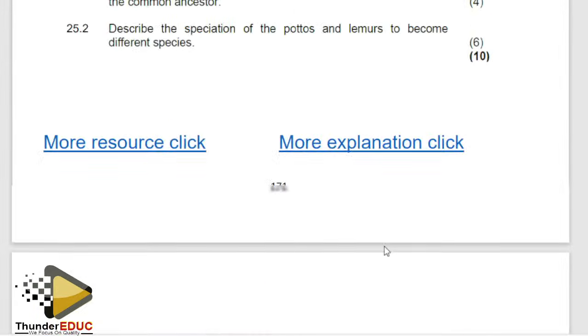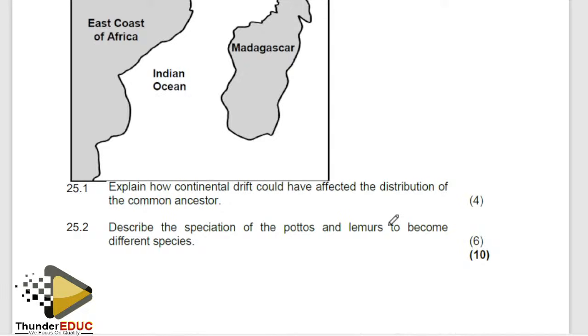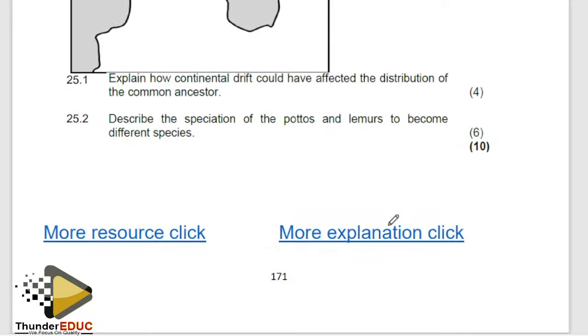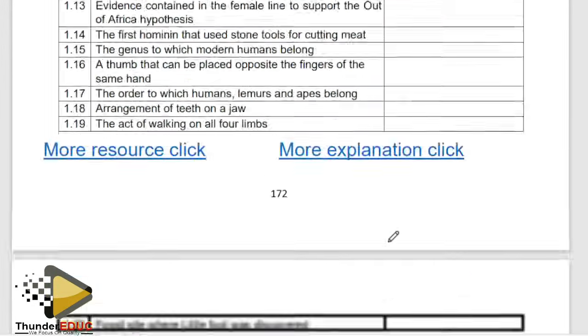I think there are no skulls here. Explain how colonial drift leads to common ancestors, and speciation leads to portals and lemurs becoming different species. So it's the same thing which I was trying to explain.